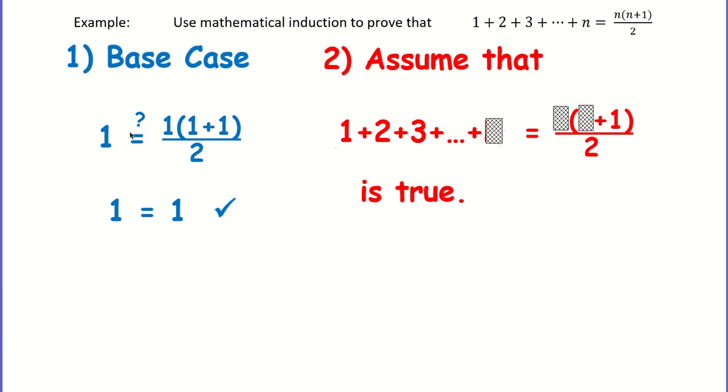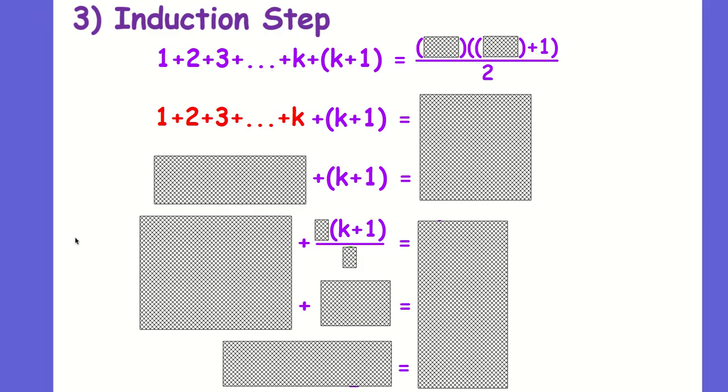So on this example, and again, if you need to pause the video to write that down really quick, I'm moving on to step 2. Let's assume that this is true. We are going to assume that this is now true, that 1 plus 2 plus 3 all the way to whatever, K, is actually equal to this. All right? Again, pause the video if you need to write that down. But so here's the induction step.